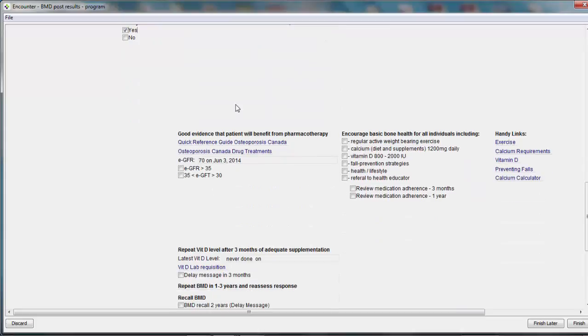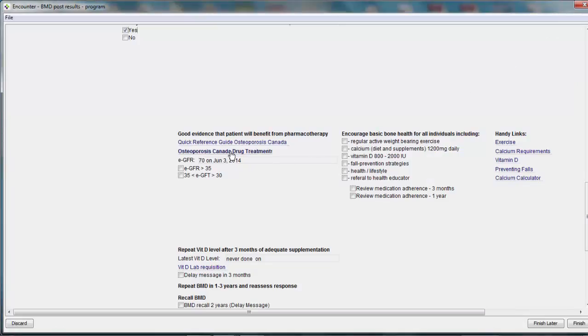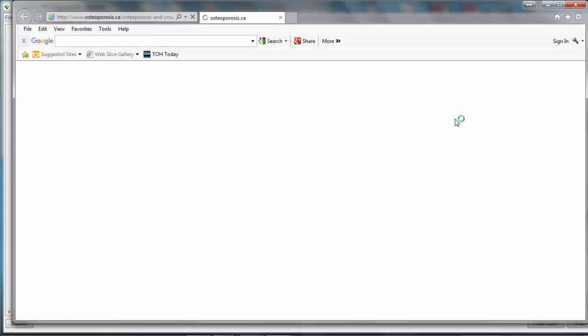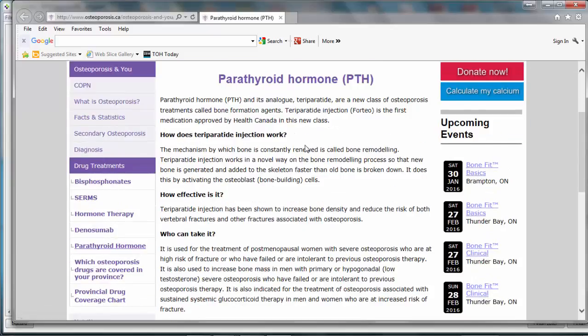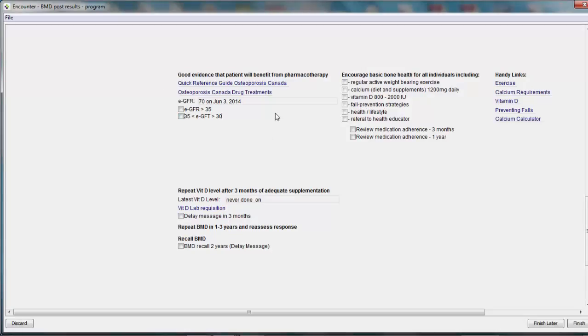And by so, we know now that there's good evidence that the patient would benefit from pharmacotherapy. Here you can go quickly to the reference guide or to the Osteoporosis Canada website to look up the different medications. This encounter assistant also pulls the last EGFR from your chart. And based on the last EGFR, your choice of different pharmacotherapies.